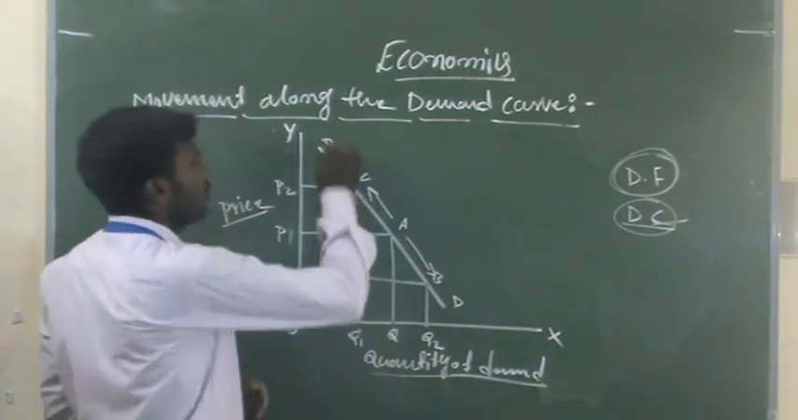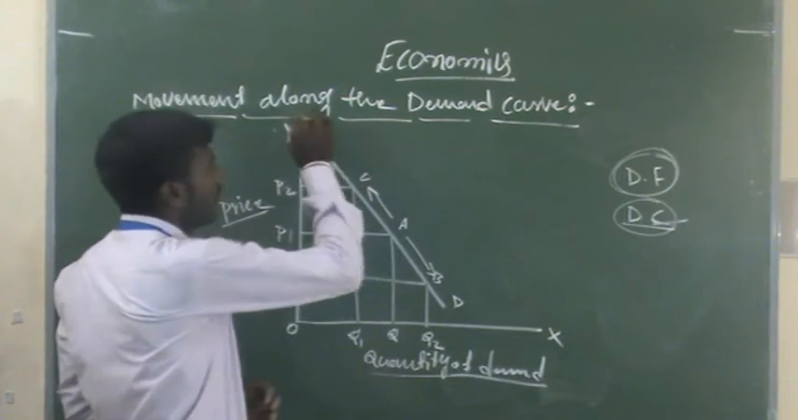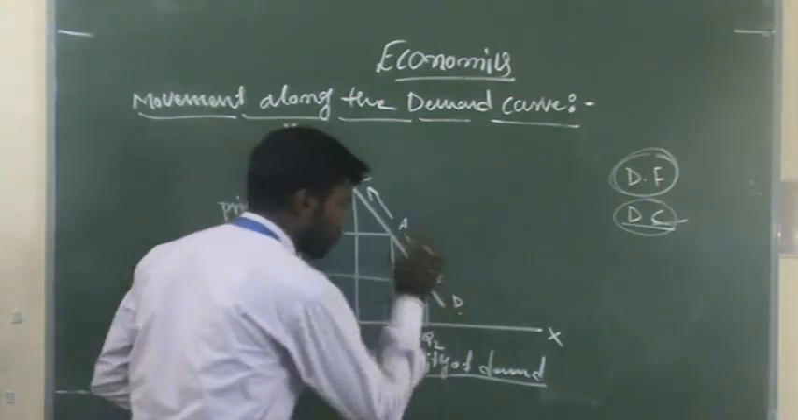Same as here also, the DD curve has a left to right downward slope.